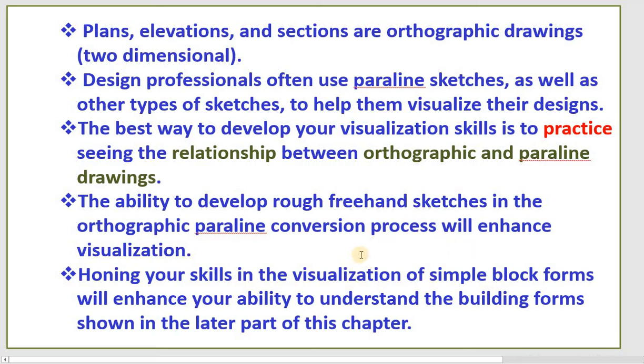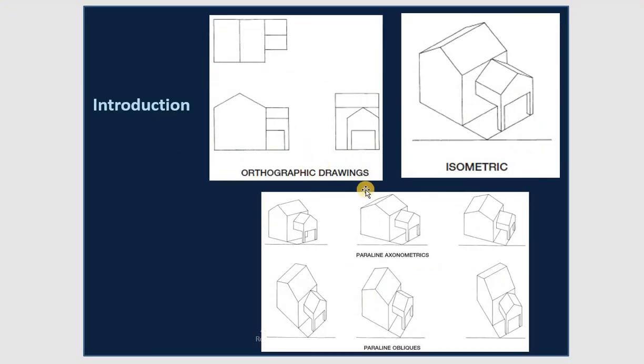When you have the freehand sketch and you combine orthographic and parallel conversion, you can finish the process, and this increases your visualization of the views. Honing your skill in the visualization of simple block forms will enhance your ability to understand the building forms shown in the later parts of the chapter. Now, after you know a few of the information, you can see some of the plans.